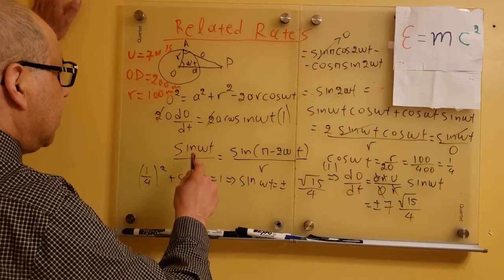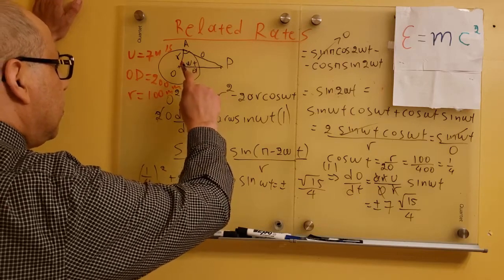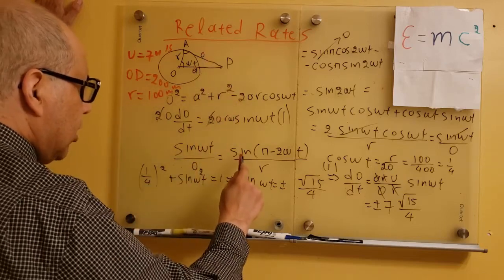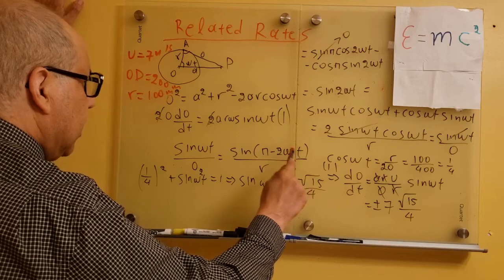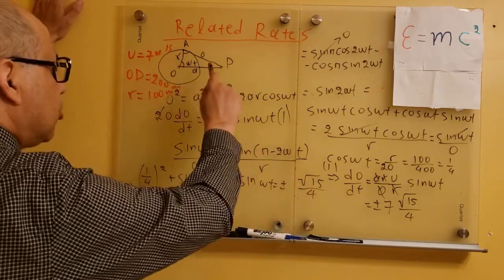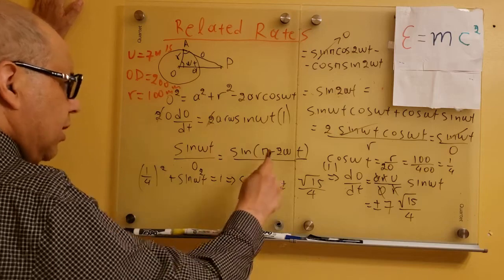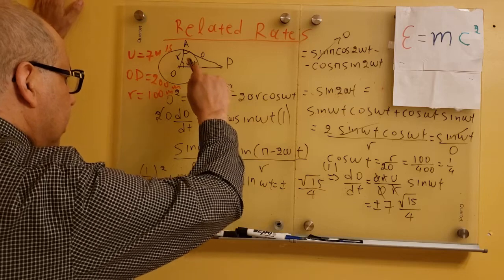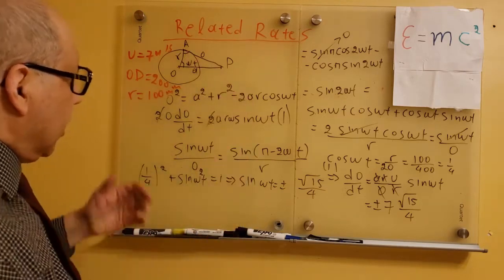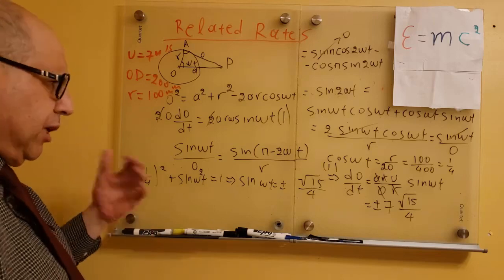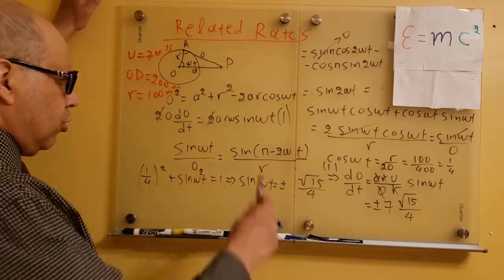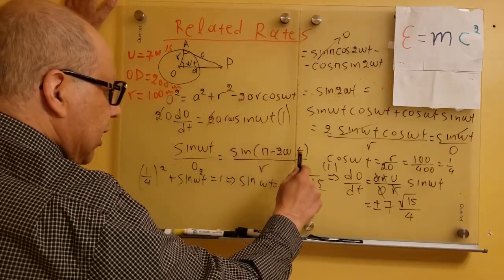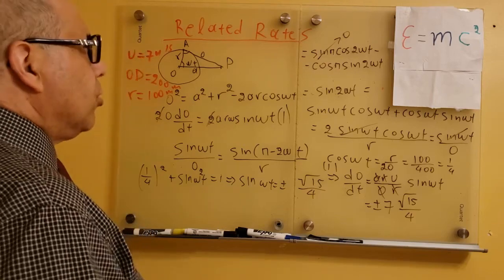So we have the sine of omega t over o, which is the side across, is equal to the sine of pi minus 2 omega t over r, which is this here. So this is the angle, and this is the side. This angle here is pi minus 2 omega t, because if this is omega t, this is omega t, and the sum of the angles of a triangle is pi. So this angle here will be pi minus 2 omega t. Let's continue from here.